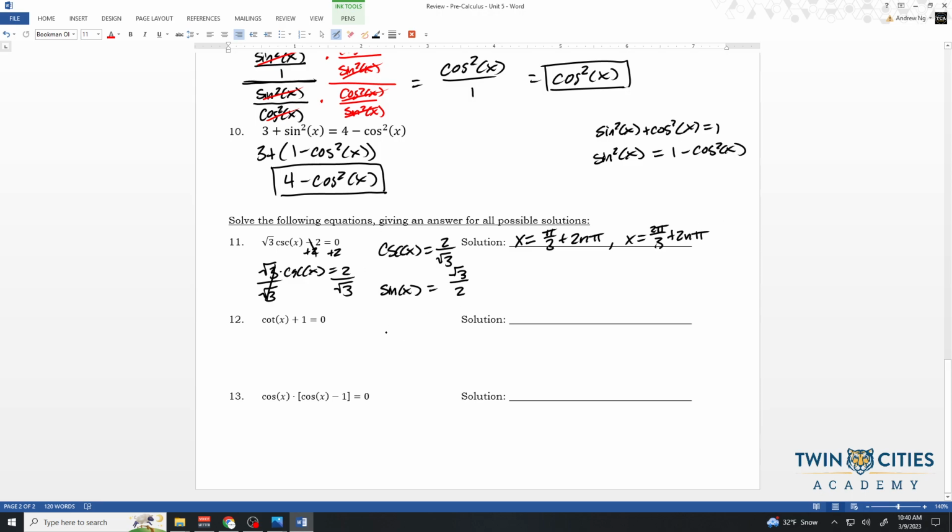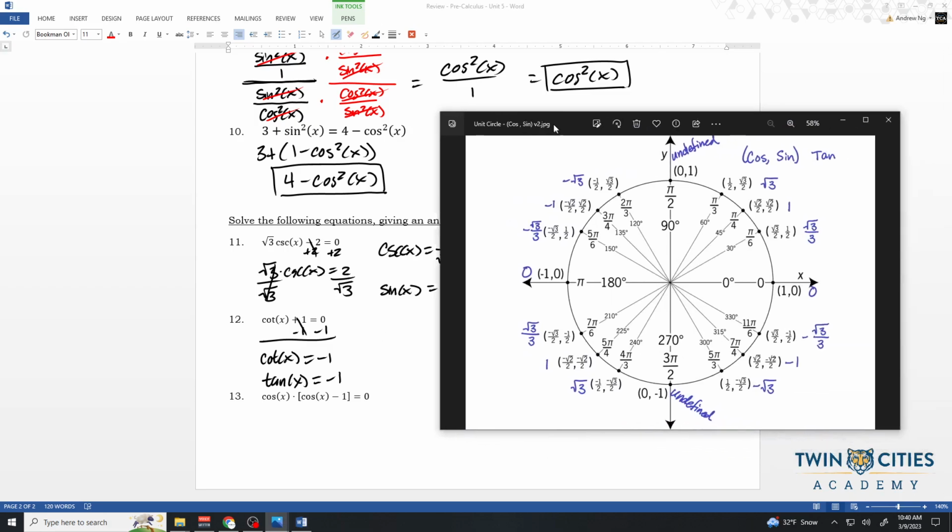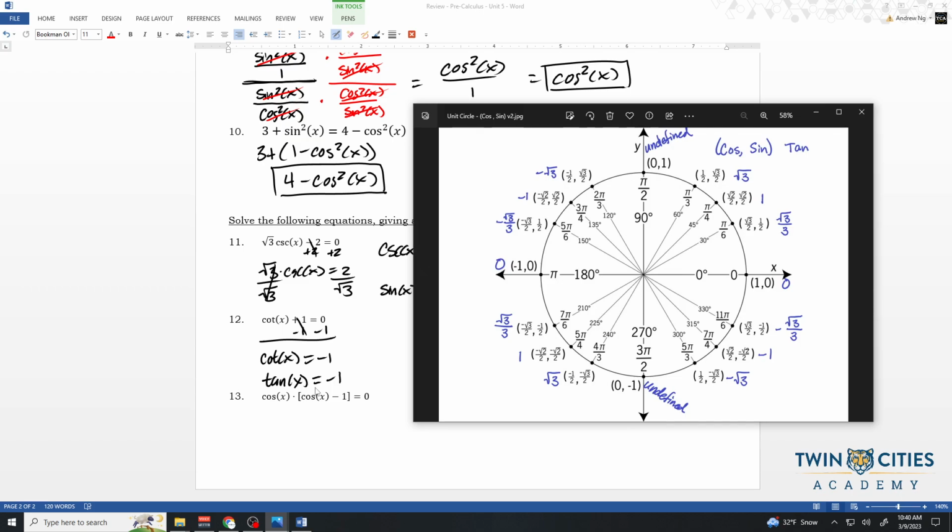All right, number 12. Solve for cotangent. So let's subtract 1 from both sides. So the cotangent of x is equal to -1. Reciprocal of cotangent is tangent. So tangent of x equals reciprocal of -1 is, well, still -1. And then again, I bring over my unit circle. And I say, when is the tangent -1? So that is 3 pi over 4 and 7 pi over 4.